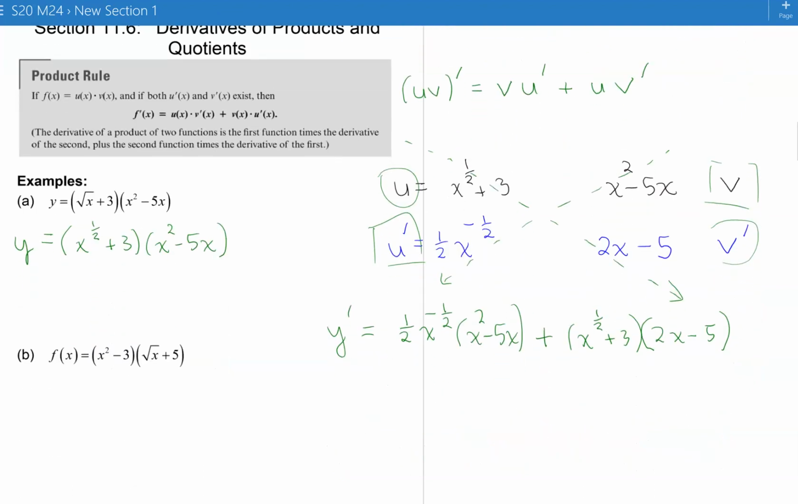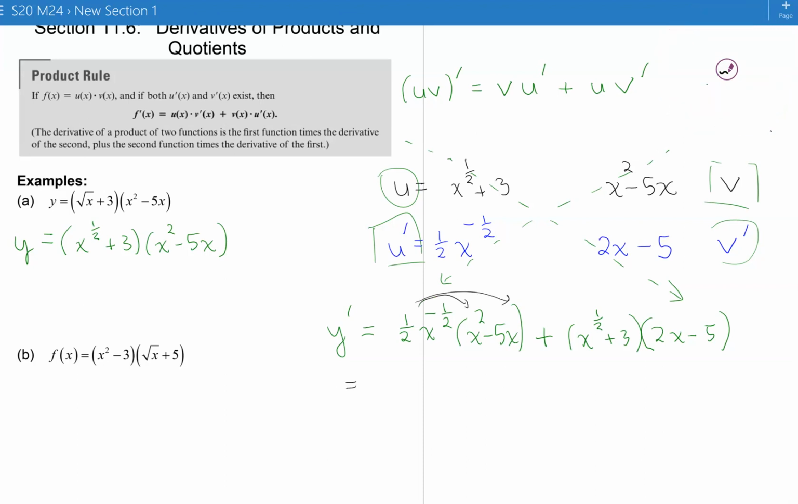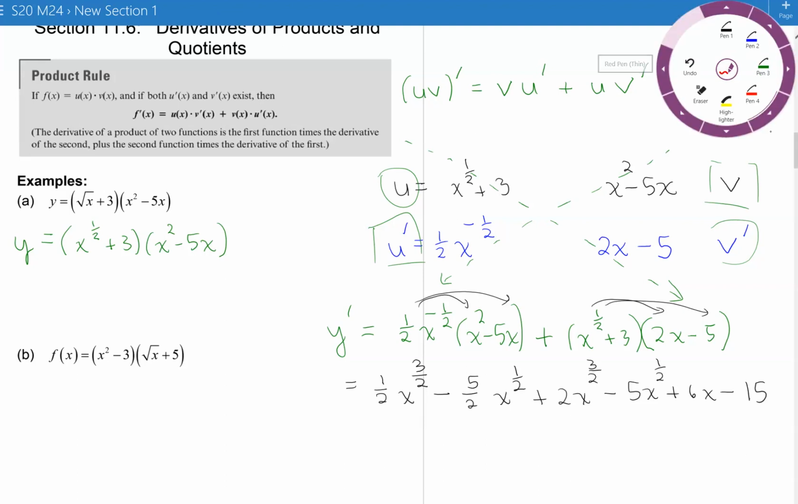Okay, now we need to do some beautification here. This is kind of messy looking to me. So we're going to distribute and get 1/2 x to the 3/2, add the exponents, minus 5/2 x to the 1/2. And now I'm going to need to double distribute, plus 2x to the 3/2 minus 5x to the 1/2 plus 6x minus 15. Okay, so now we have some like terms, so let's gather them up.